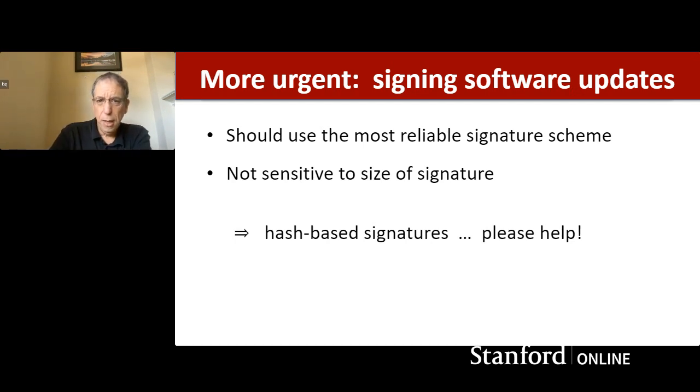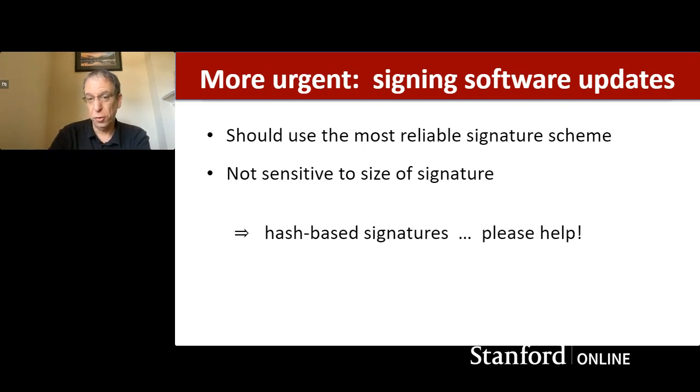And so one would like to use the most reliable signature schemes that we have for that application. And what's interesting is that for that application, because you're downloading a relatively large software update, it's tens of megabytes, it doesn't really matter if the signature scheme is 100 bytes or 10 kilobytes. It's still negligible compared to the actual software update that you're downloading. So we'd like to use super secure signature schemes where the size of the signature doesn't really matter. And for that, it makes a lot of sense to use what are called hash-based signatures.